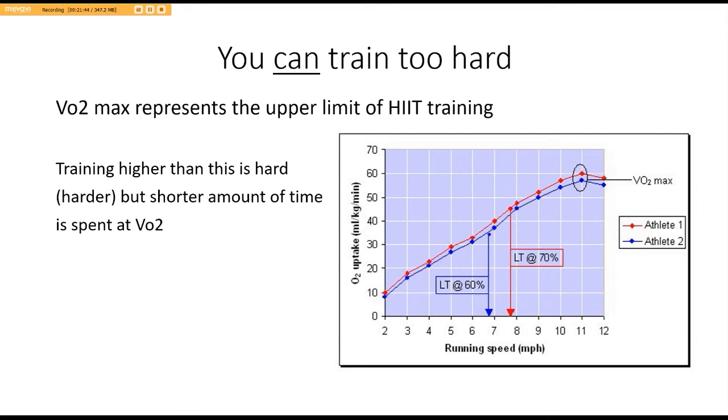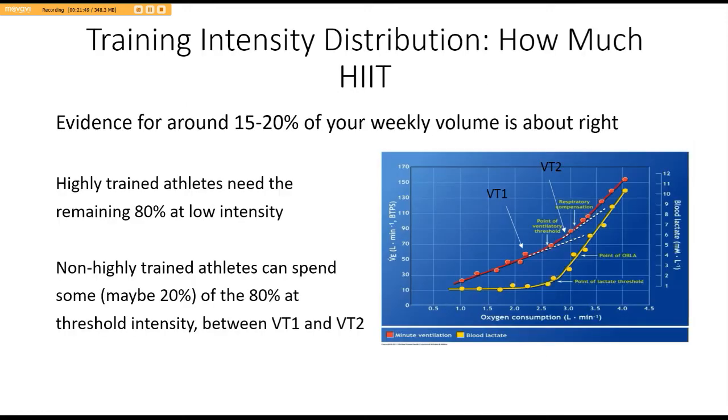The third building block of high importance, according to Seiler, is the training intensity distribution. So it's saying how much high intensity interval training should we do. There's good evidence at the minute for around 15 to 20% of your weekly volume as being about right for high intensity interval training. That's still quite a lot. Highly trained athletes need the remaining 80% at more low intensities, so beneath the first ventilatory threshold.